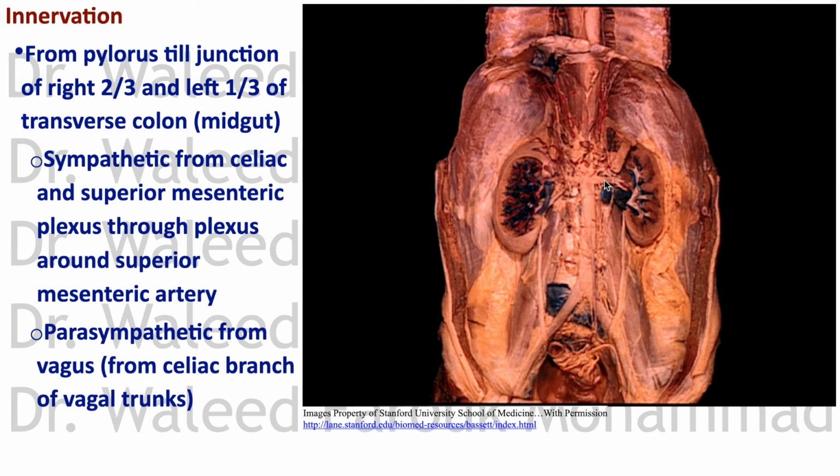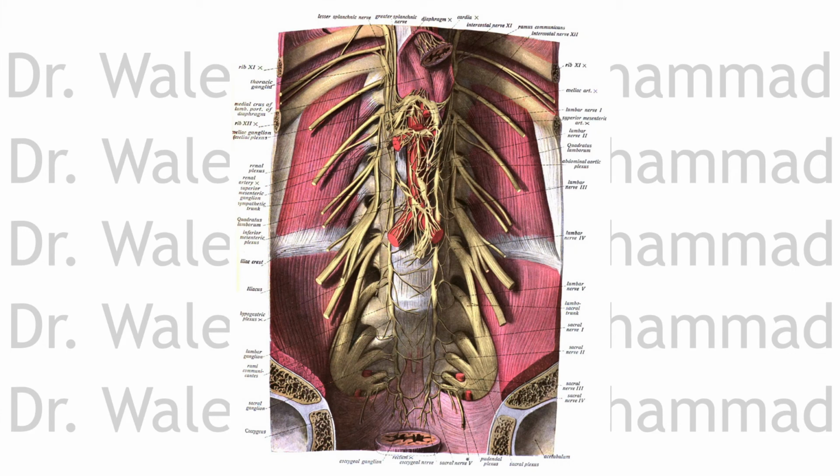Okay, the sympathetic comes from the celiac and superior mesenteric plexuses through the plexus around the superior mesenteric artery. Here I brought you this plate to show you the aortic plexus. All this is called the aortic plexus. There is a superior hypogastric plexus here, which is cut, and it receives two presacral nerves or hypogastric nerves that come from the inferior hypogastric plexuses on the side of the pelvic wall.